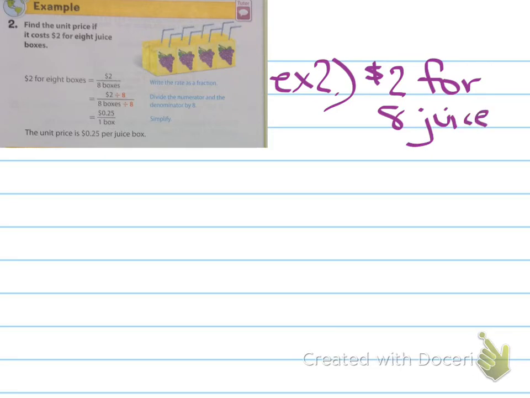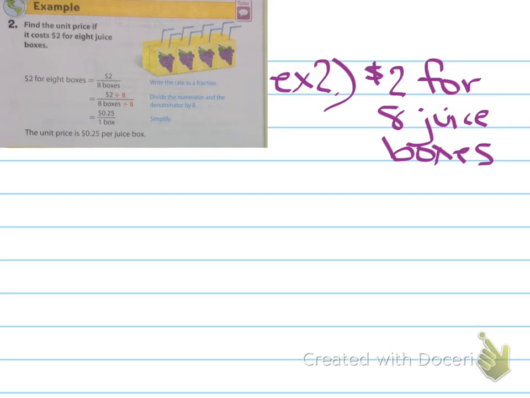Example number 2 says find the unit price if it costs $2 for 8 juice boxes. So the first thing we do, again, they've got the little directions here for us. Write the rate as a fraction. So I'm going to write that as the $2 for 8 boxes. And for a question like this, I just need you to put example 2, okay? And you're going to write $2 for 8 juice boxes. Okay? So you don't have to write the whole thing. That's just really the meat of it, right?